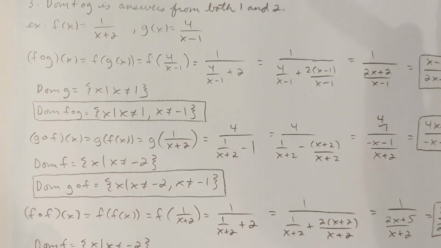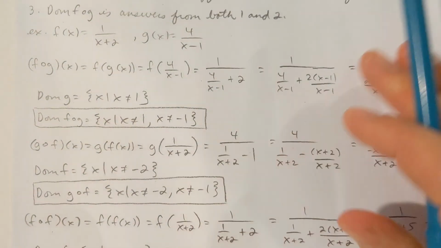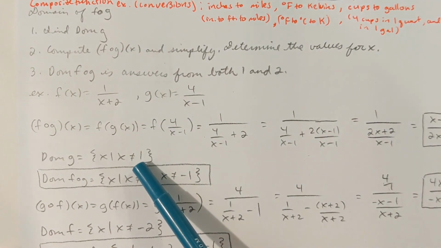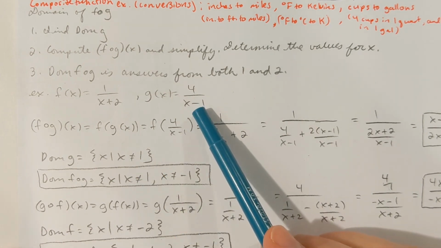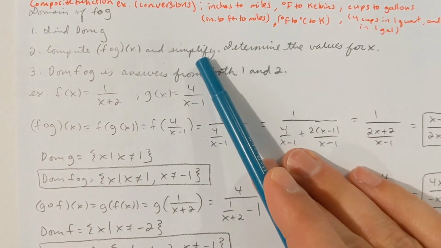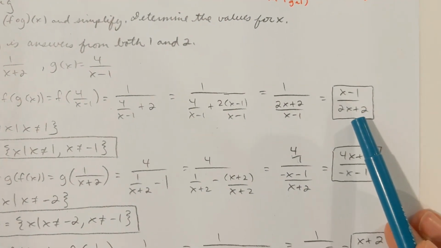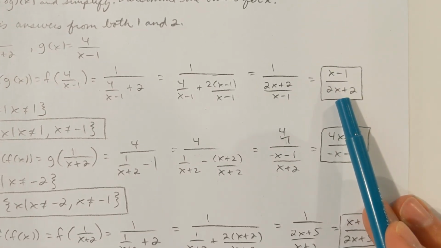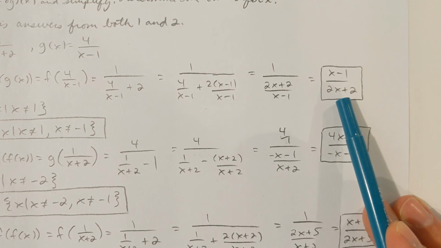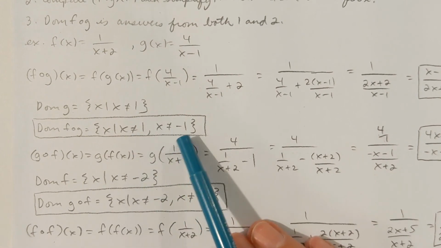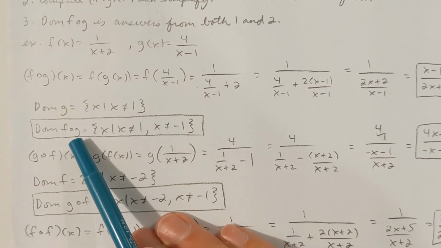Now, if I wanted to know the domain of the composite function, according to the information that I had written here, I need to first get the domain of g. The domain of g is all real numbers except for 1. I know I can't divide by 0. And then step 2, I need to compute the composite function and simplify. Okay, I've already done that. And I need to determine the values for x. Well, it looks like x can't be negative 1 in this result because there's going to be a problem with division by 0. So all in all, I want to throw away 1 and negative 1 in stating the domain of f composed g.